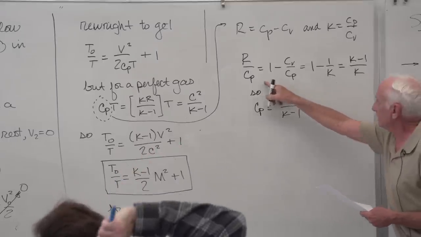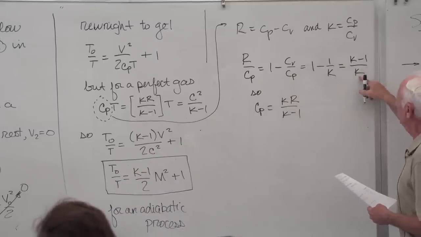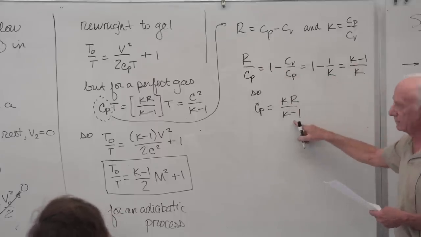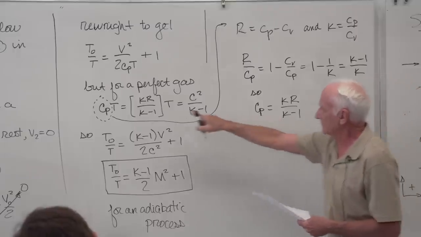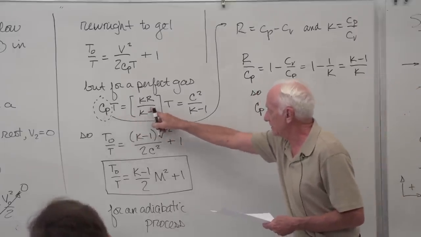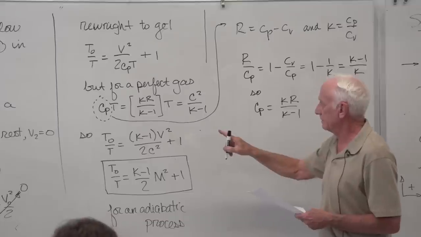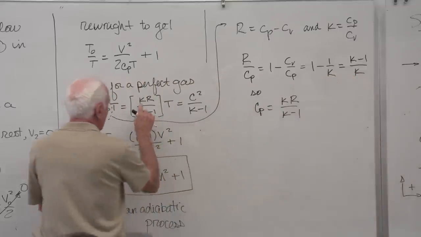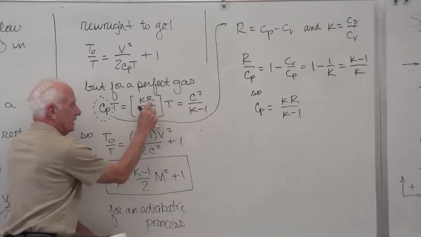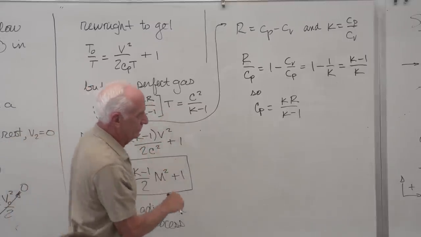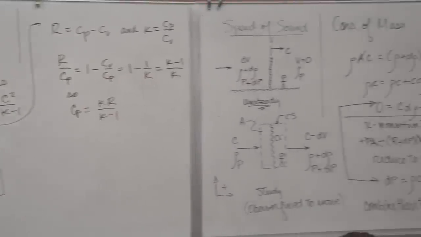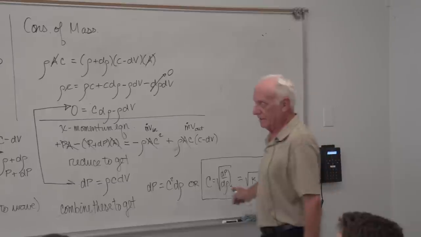So what is C sub P? Put C sub P over here. C sub P is K times R. Got it. Divided by what? K minus 1. Got it. That goes in there, and you get this, okay. What is K times R times T? Oh, it's over there probably. There it is. Square root of K R T.